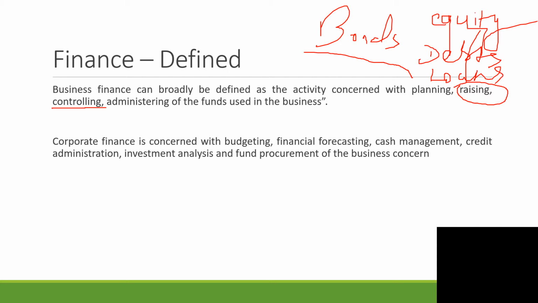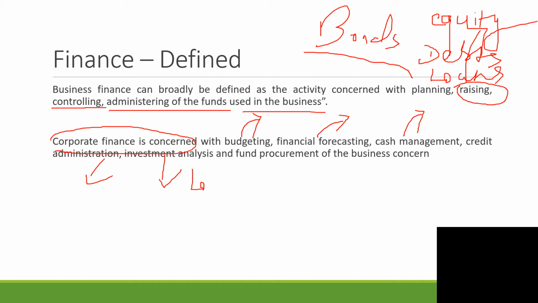controlling the investment process, controlling the whole amount of spending the funds, administration of the funds so that wastages can be minimized, cost can be minimized. If cost is minimized and sales are maximized, profit can be maximized, wealth can be maximized. Corporate finance can also be defined as budgeting, financial forecasting, management of cash, credit administration, investment of long-term projects, and procuring the funds required for the business concern.